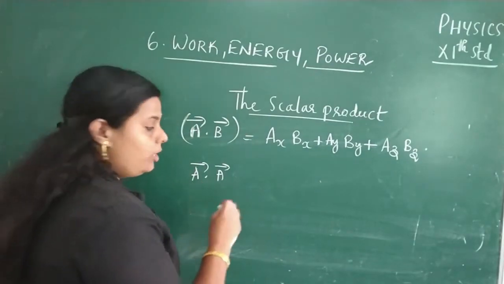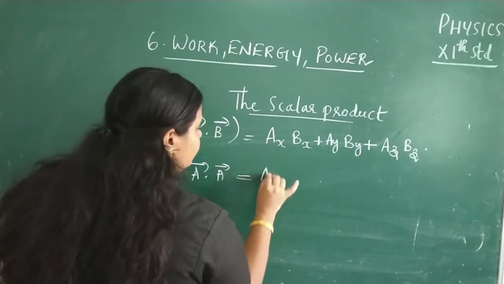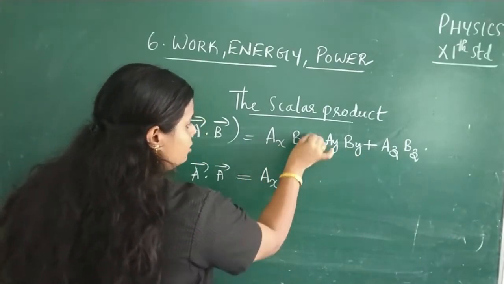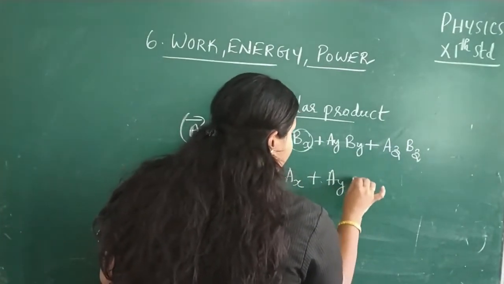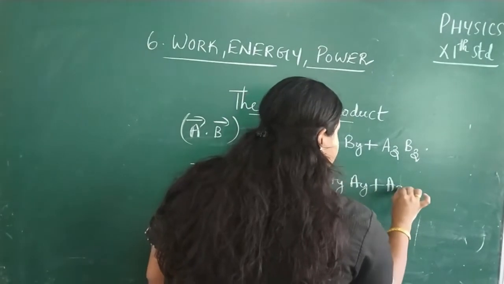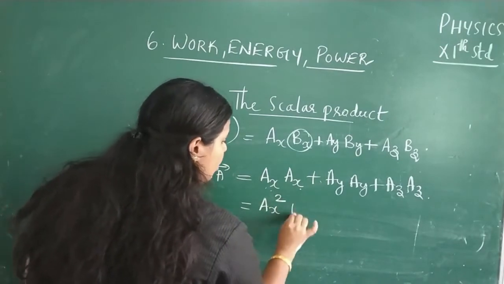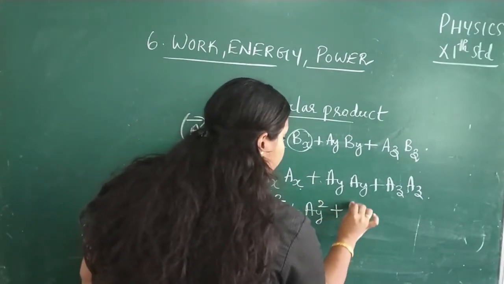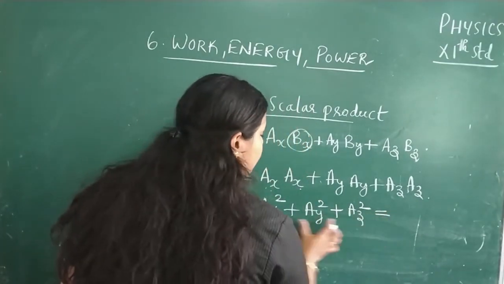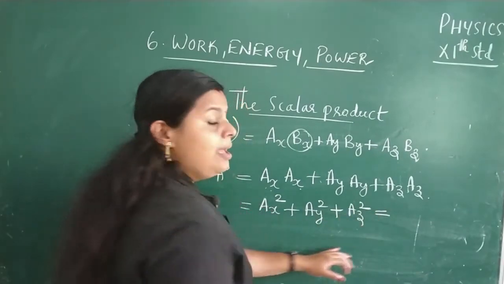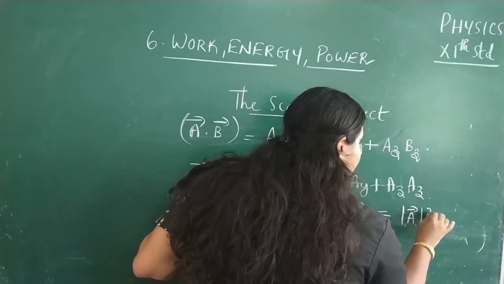Similarly, what about A dot A? If A dot A, that is, instead of B it is the vector A, what change comes here? This will be AX into, instead of BX, again AX. So AX into AX, that is AX square, plus AY square plus AZ square. Okay, and actually this is the square of the magnitude of the vector A. So this is equal to mod A square.